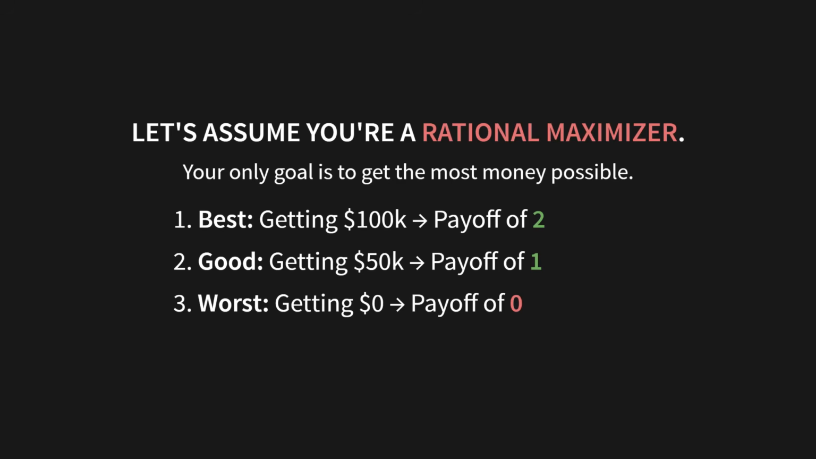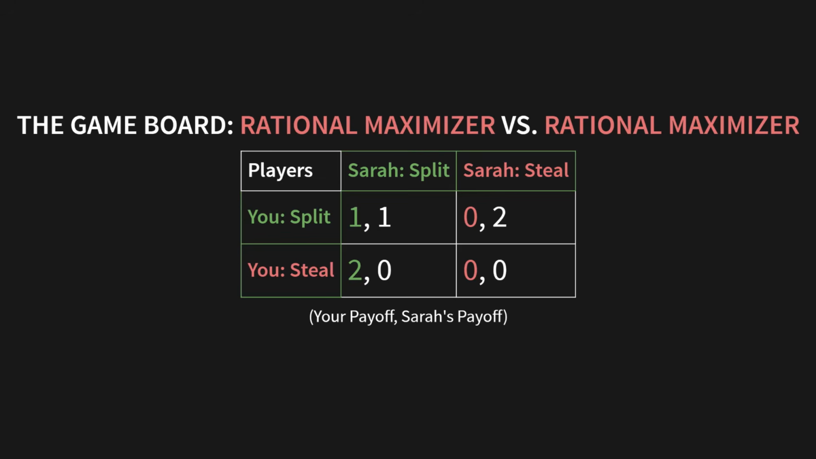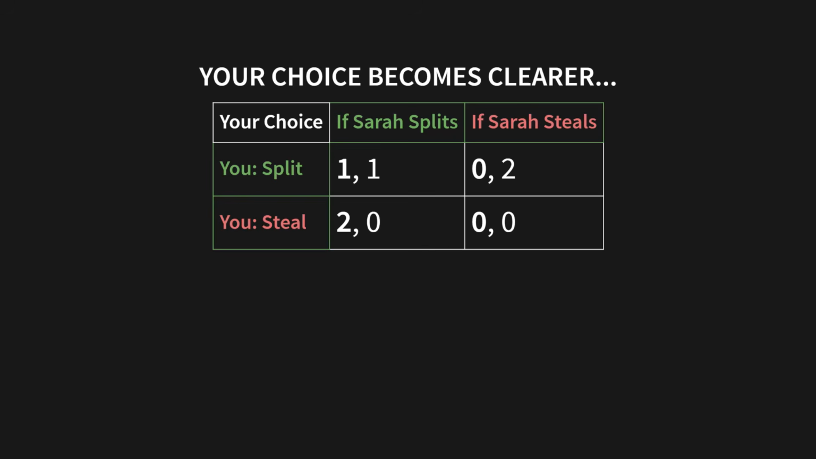The best thing is getting 100 grand. Let's give that a payoff score of 2. Getting 50 grand is good, so that gets a 1. And getting 0 is the worst, so that's a 0. Now let's assume Sarah is the same kind of player. Look at the game board now. We've replaced the dollar amounts with these payoff numbers. The first number in each box is your payoff. The second is Sarah's. With this board, your choice becomes much clearer.